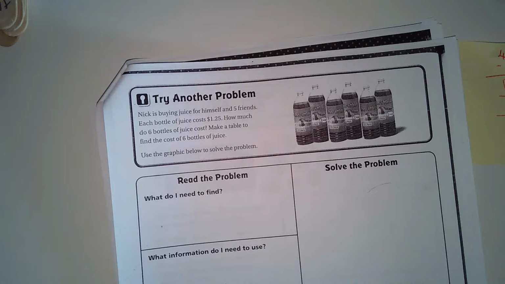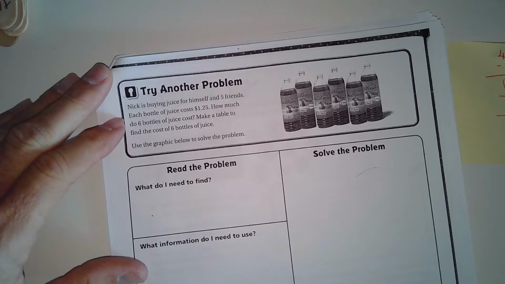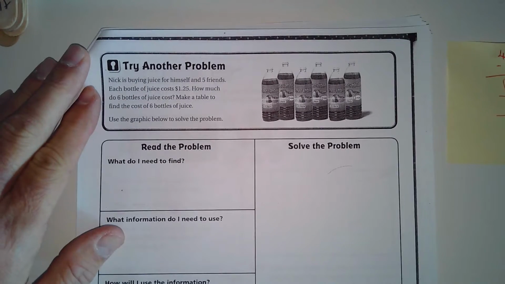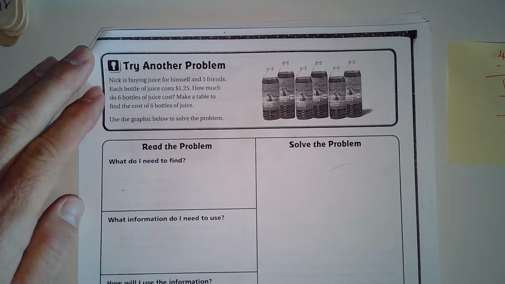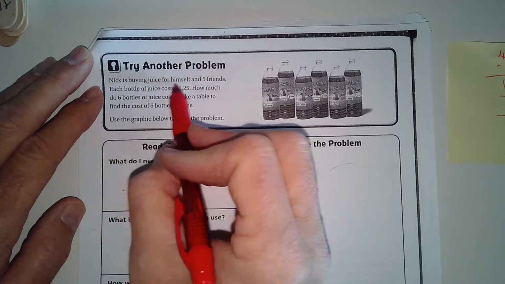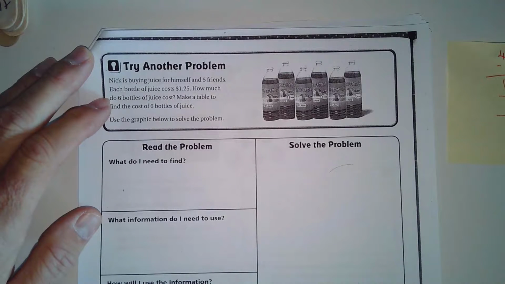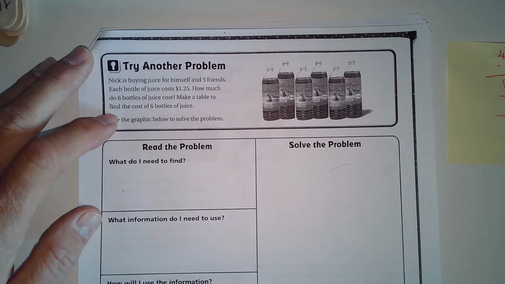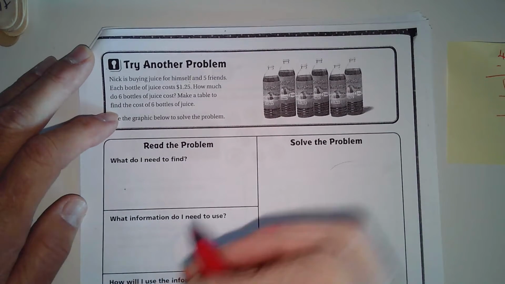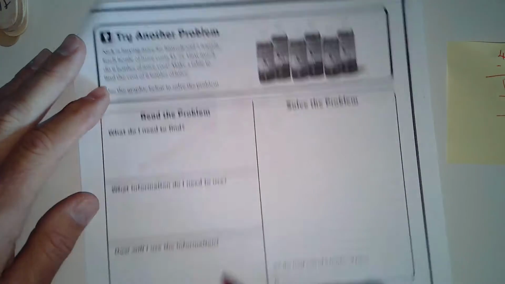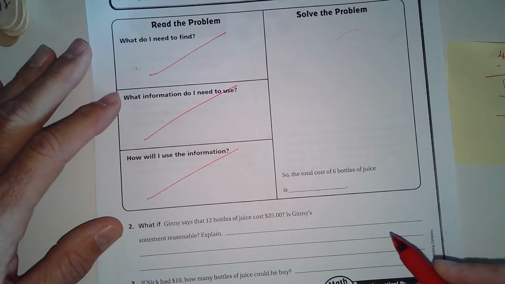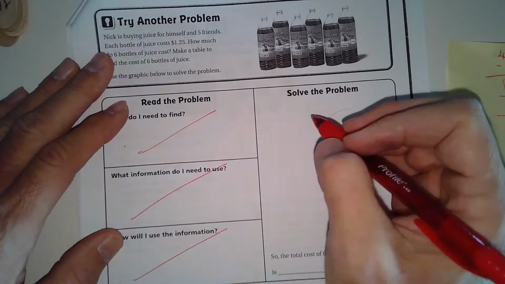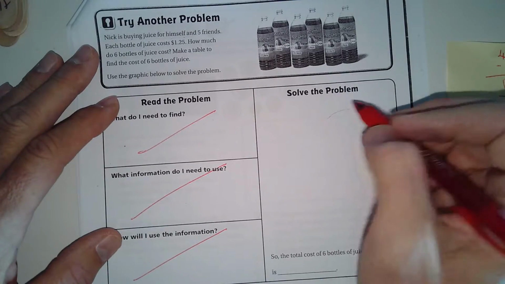All right, next page. It says try another problem. Nick is buying juice for himself and 5 friends. Each bottle of juice costs $1.25. How much do 6 bottles of juice cost? Make a table to find the cost of 6 bottles of juice. Well, I'm not worried about these. You guys know what you need to find. You know what information they gave us. You know how you're going to use the information. Just put a line through them. So solve the problem. I just want to show you there's a couple different ways to solve this.